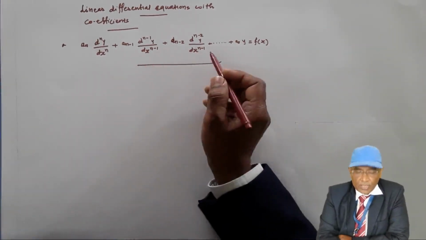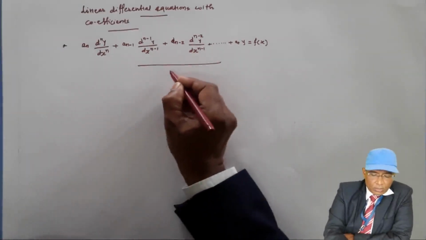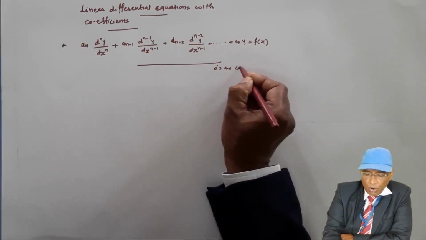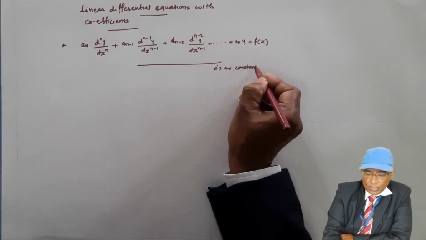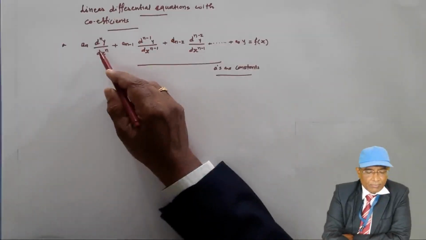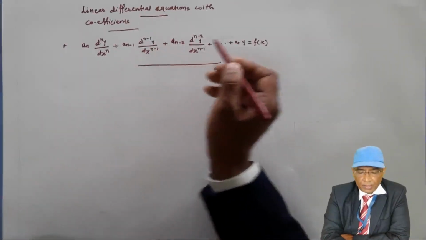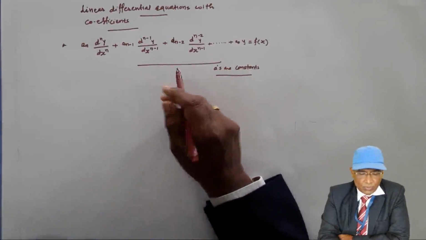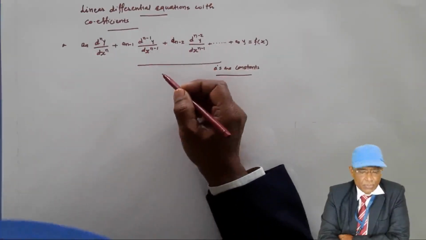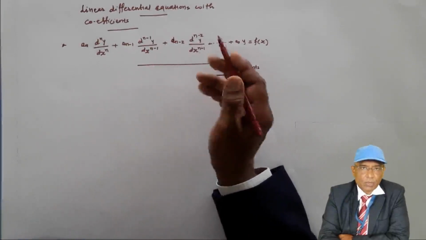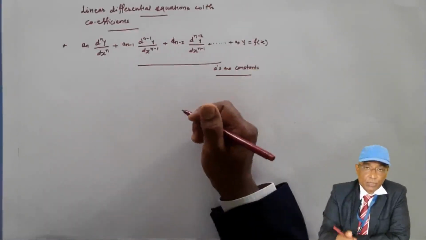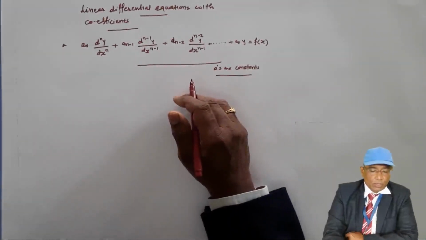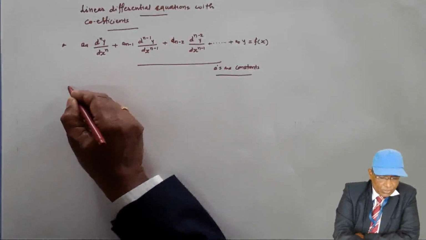If you look at this differential equation carefully, all the coefficients, meaning the a's, are constants. All the coefficients of the derivative terms, and the coefficient of y, are constant. Therefore we call it a linear differential equation with constant coefficients. It is very clear that this is a linear differential equation, and since the coefficients are constant, we are interested particularly in finding the solution of a linear differential equation with constant coefficients.